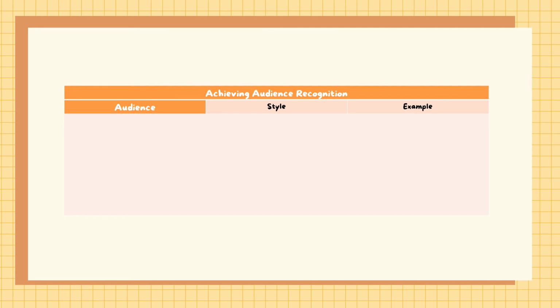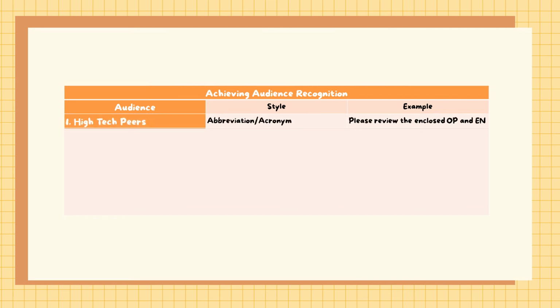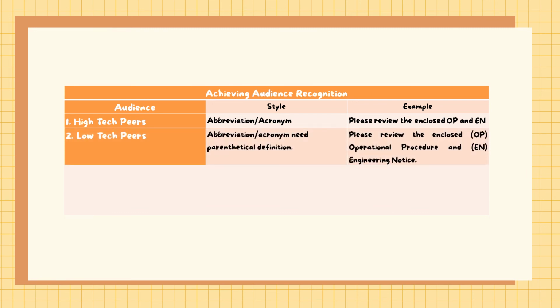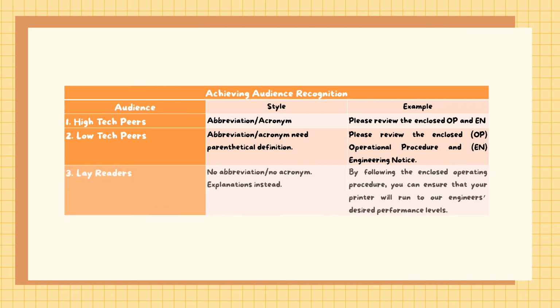In achieving audience recognition, this table might help. When it comes to high-tech peers, an abbreviation or acronym is used. For example, please review the enclosed OP and EN. Even without explanation, high-tech peers already know what that means. For low-tech peers, an abbreviation or acronym needs a parenthetical definition. For example, please review the enclosed OP or operational procedure and EN or engineering notice. And for lay readers, no abbreviation or acronym is needed, just explanations. For example, by following the enclosed operating procedure, you can ensure that your printer will run to our engineers' desired performance levels.